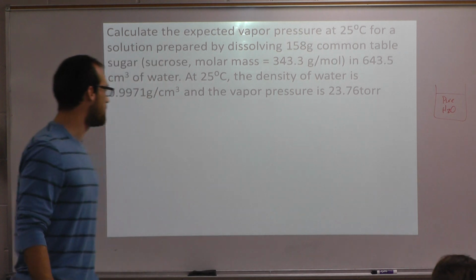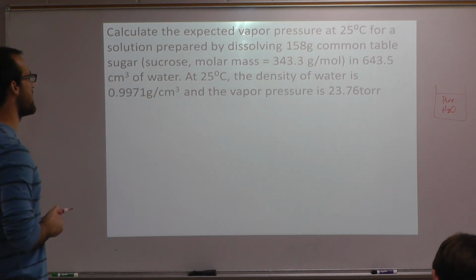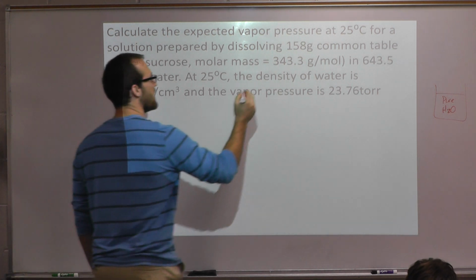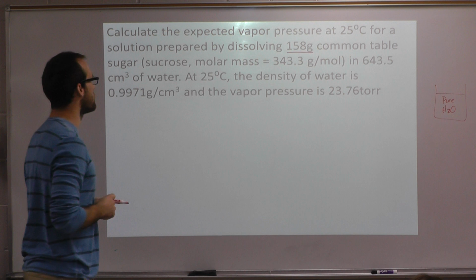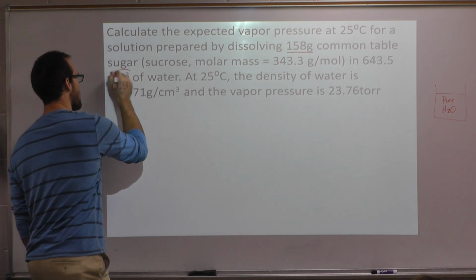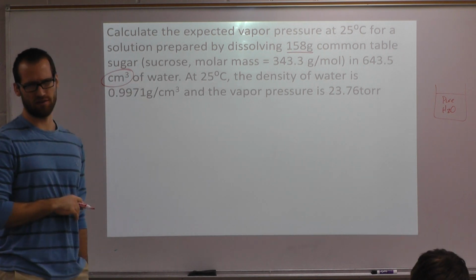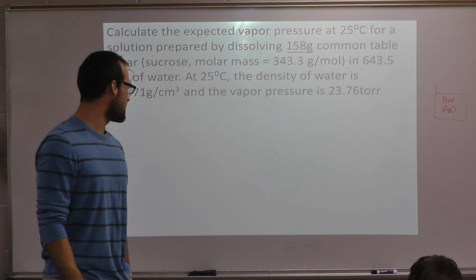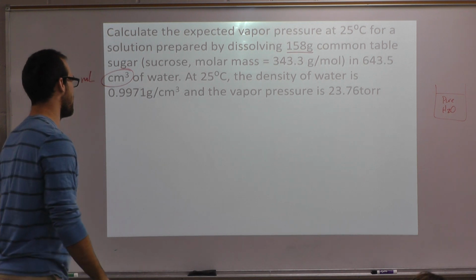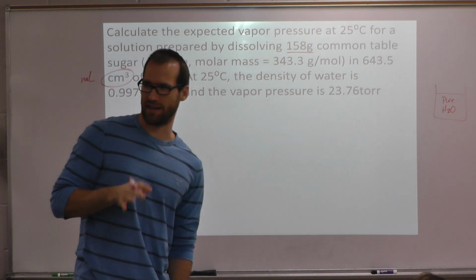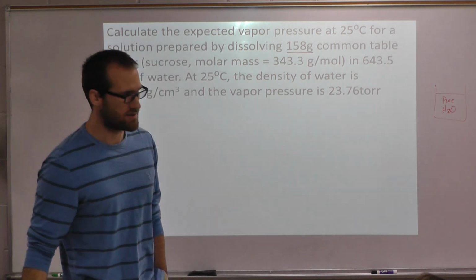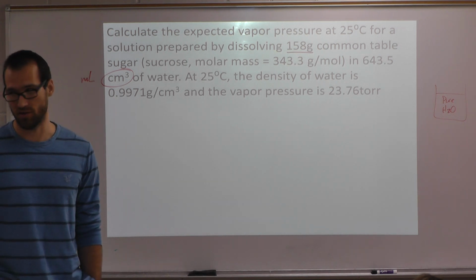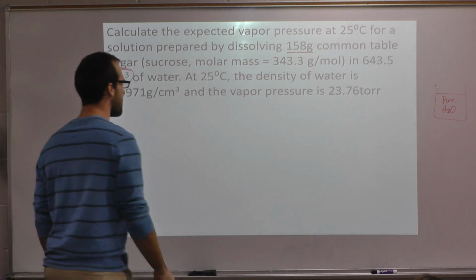Okay, so let's look at this problem. It says calculate the expected vapor pressure at 25 degrees Celsius, and it tells us what we're doing. We're dissolving that many grams of table salt into, you guys remember what a cubic centimeter is equivalent to? Okay, and it gives us the density of water. In other problems, we're just going to say that the density of water is 1. I don't know why they actually give it, because on other problems you kind of have to assume the density of water is just 1. So just keep that in the back of your memory bank.